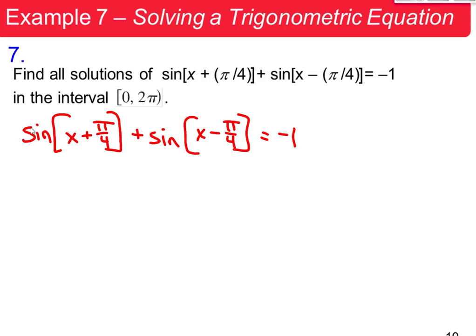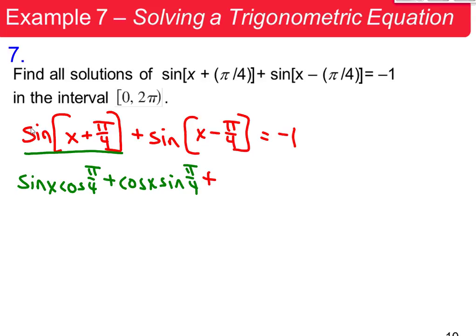Just a reminder, this first one is sine x cosine pi over 4 plus cosine x sine pi over 4. This is a plus sign, so be careful: if it was a minus sign, we'd have to put that back part in parentheses and distribute the negative. But in this case, it is just a plus. I'll add that in red. Then we expand this one: sine x cosine pi over 4 minus cosine x sine pi over 4, equal to -1.